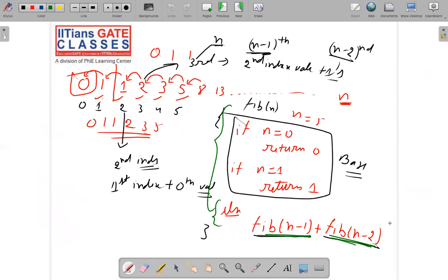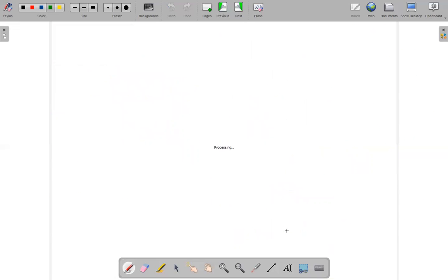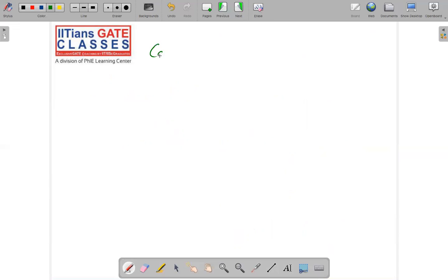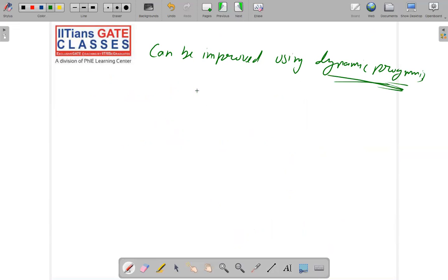It can be improved using dynamic programming, but we will see that in dynamic programming. So that we will cover in dynamic programming part. So the time complexity will be order of 2 raised to power n, which is quite high, very high. This is exponential. It is very high. So we can reduce it using dynamic programming.